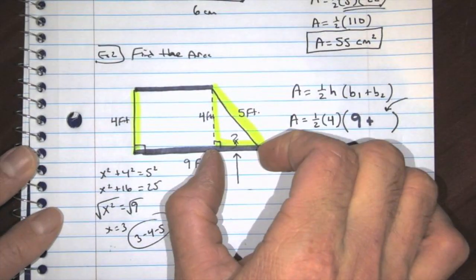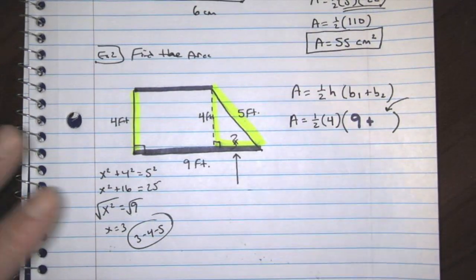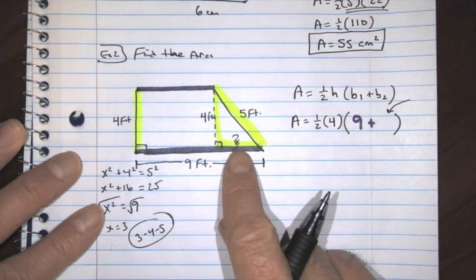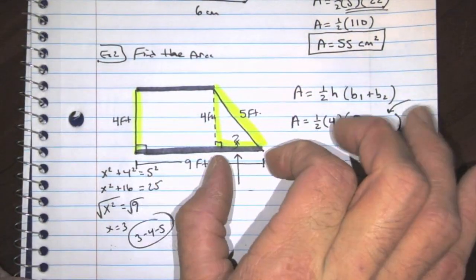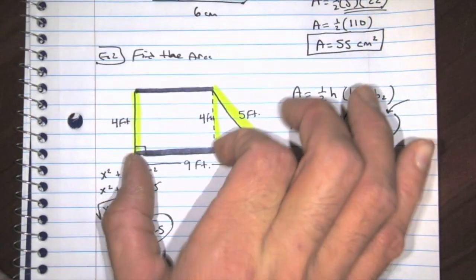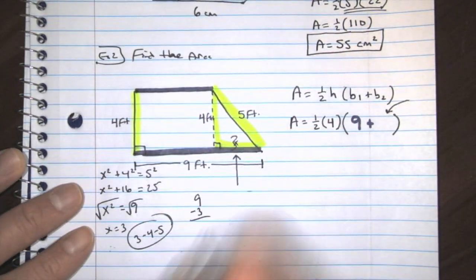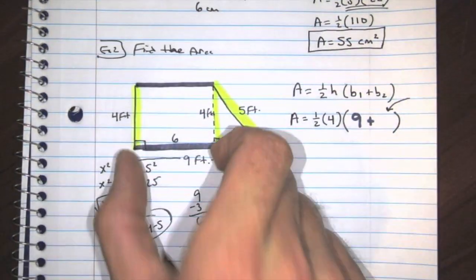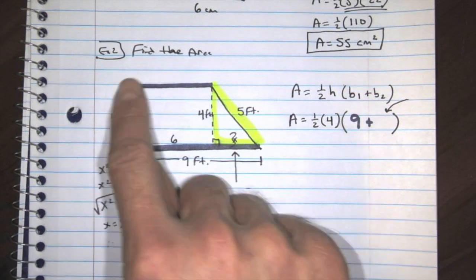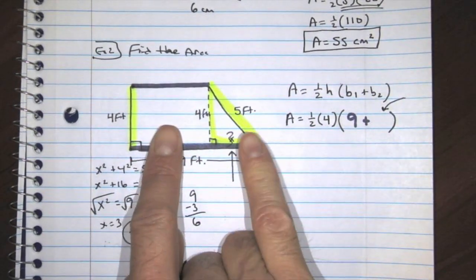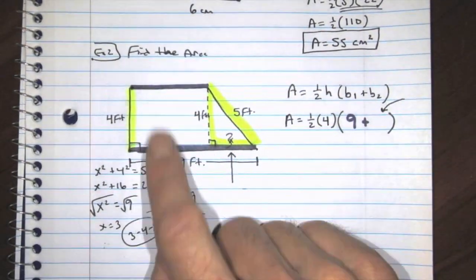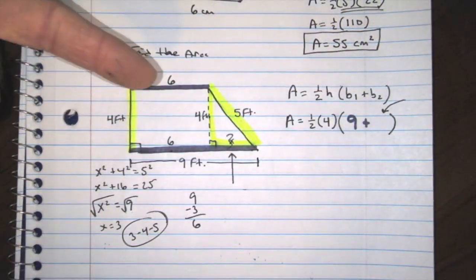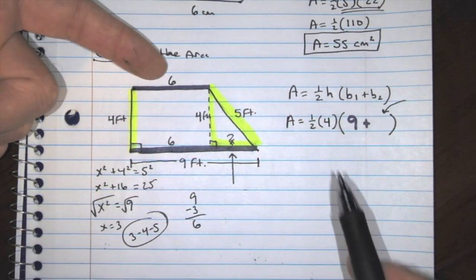So if this distance is 3 and the total distance is 9, how's that going to help you? Well, if the total distance is 9 and that's 3, you know that this has to be 6. Look at this figure now. We kind of broke this trapezoid up into a rectangle and a right triangle. Rectangles have opposite sides that are the same, so if this is 6, that's also 6. You've got your second base.